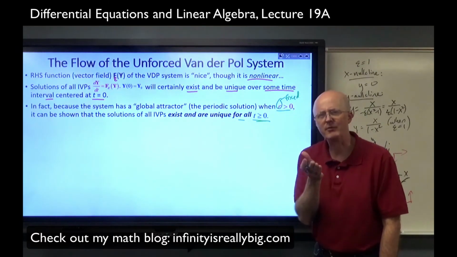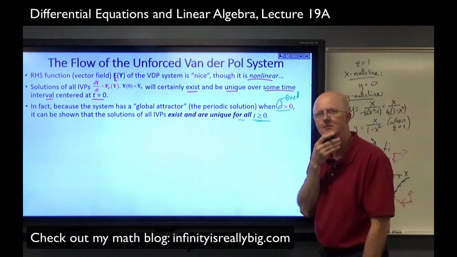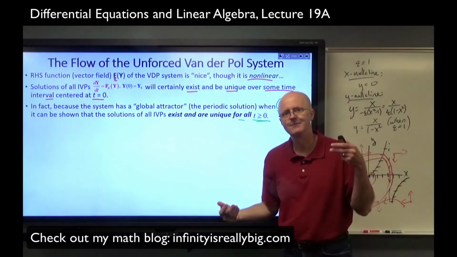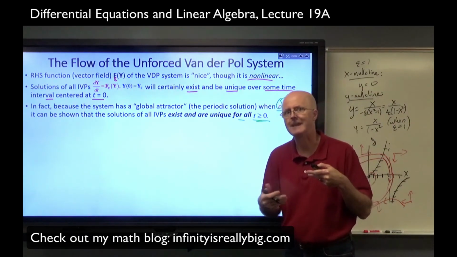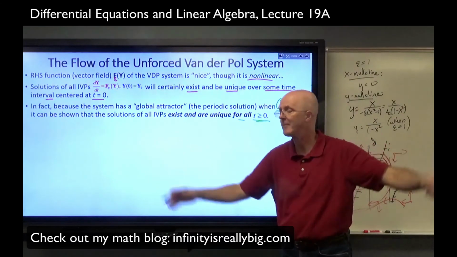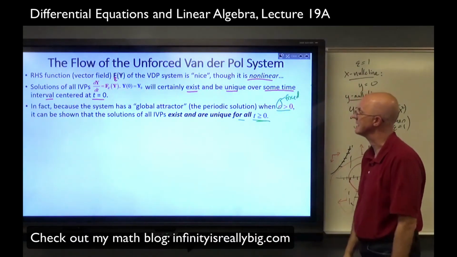Okay? Not proving that, that's a difficult proof. Okay, but I hope it's believable. And it's because that periodic solution is attracting other solutions. So they can't possibly go off to infinity. And maybe in an infinite time, like a vertical asymptote type of thing.